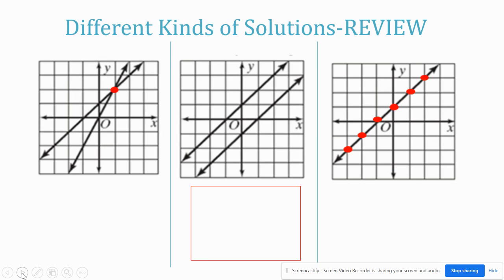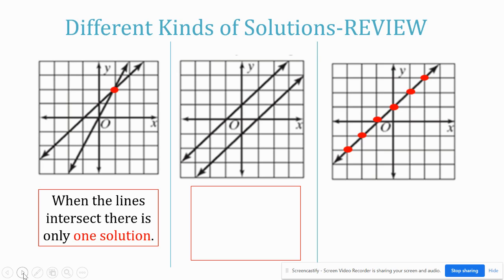This should also be review, but here we can see that we have two lines. They intersect at this one red point, so that means that there is one solution here. So when the lines intersect, there is only one solution. There's only going to be one point that they intersect. They're never going to intersect again after this point.